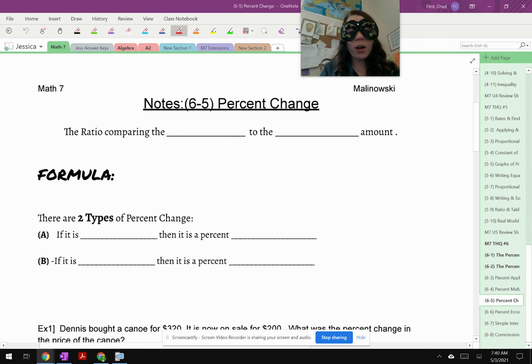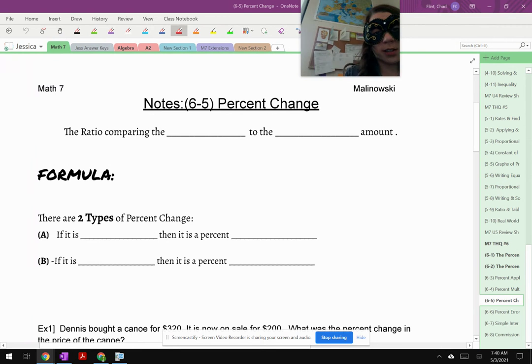Hello, hello, hello. These are notes for Unit 6, Lesson 5 on percent change, which is pretty chillax. I think you guys will like this.